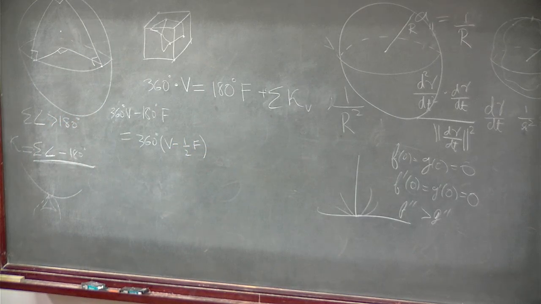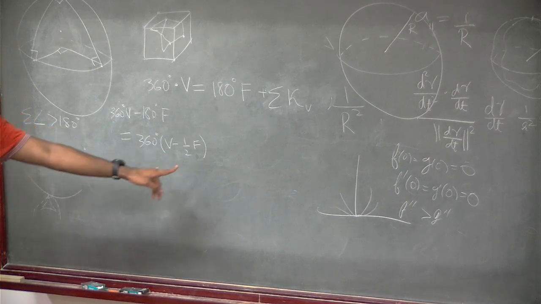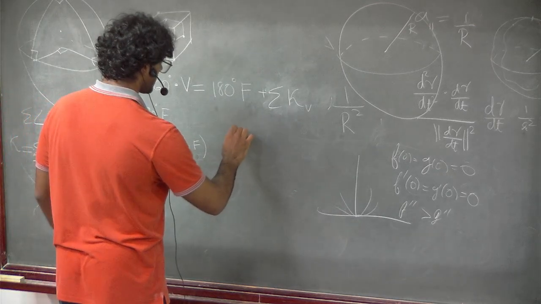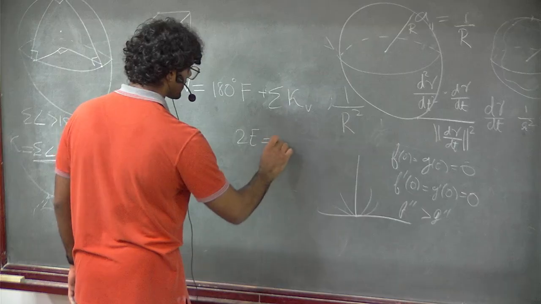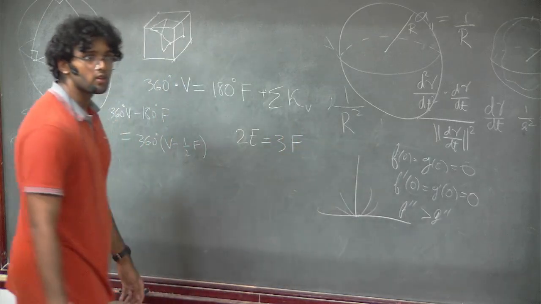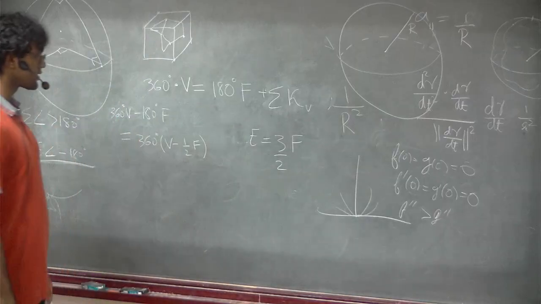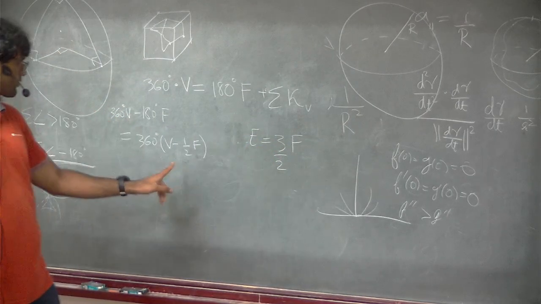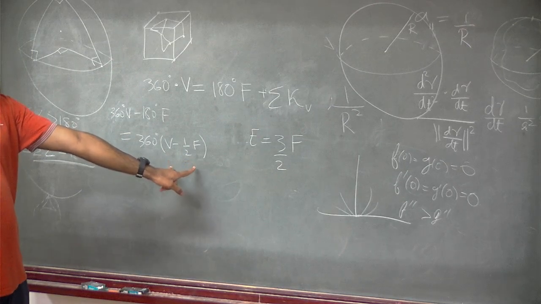So this is just 360 degrees times V minus half F. And for a triangular planar graph, this is the Euler characteristic, because you have that 2 times the number of edges equals 3 times the number of faces, so the number of edges is 3 halves times faces. If you put 3 halves times faces for E in V minus E plus F, this is what you get. So it depends only on this, the total Euler characteristic of any polyhedron.